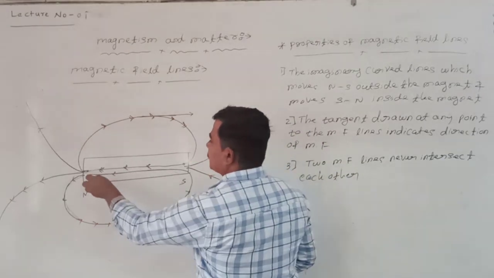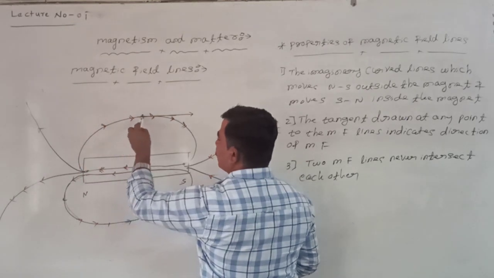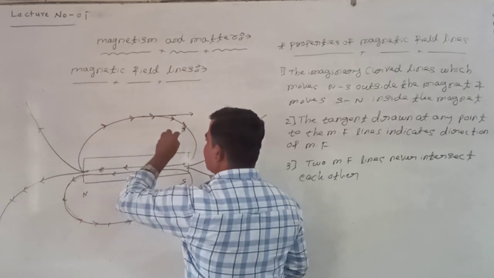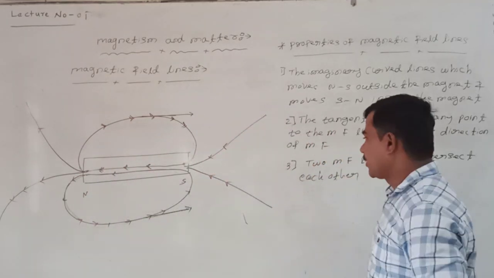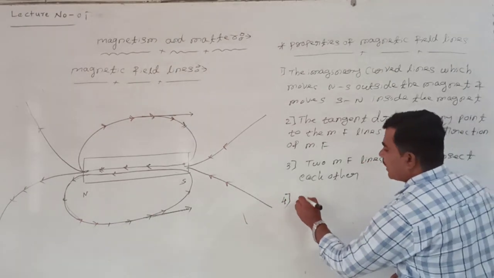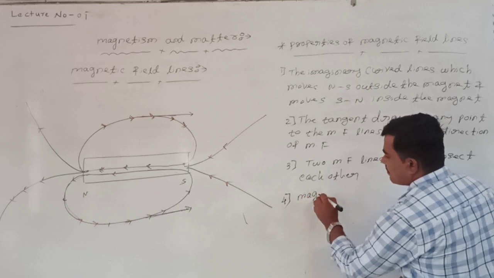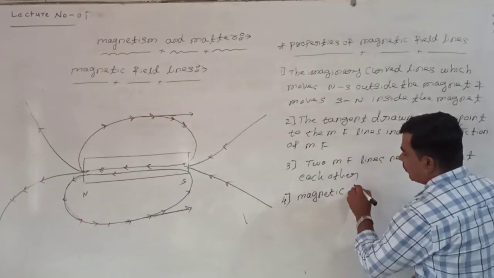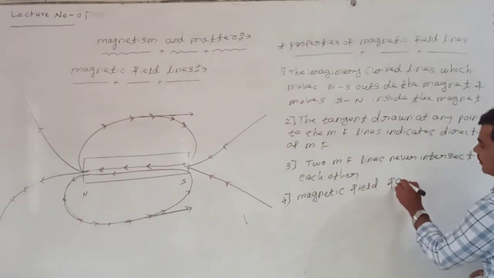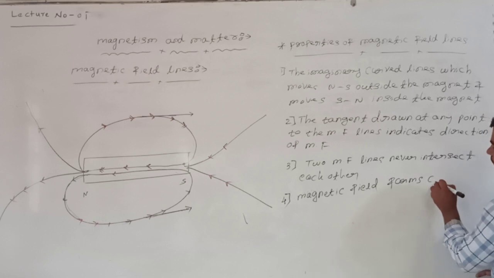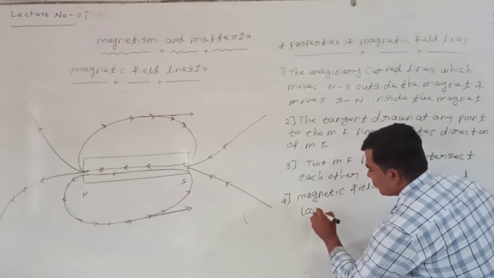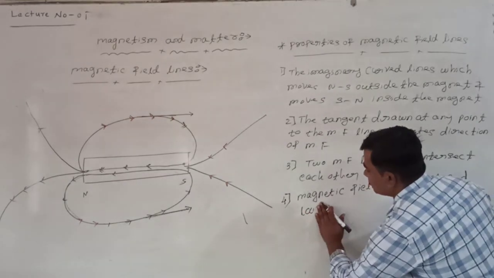Look at this, or look at this. Magnetic field lines travel from north pole to south pole outside the magnet and south pole to north pole inside the magnet. It is a continuous closed loop. So that is what you can call the fourth property. You can say that magnetic field lines form closed loops, or they form continuous closed loops.